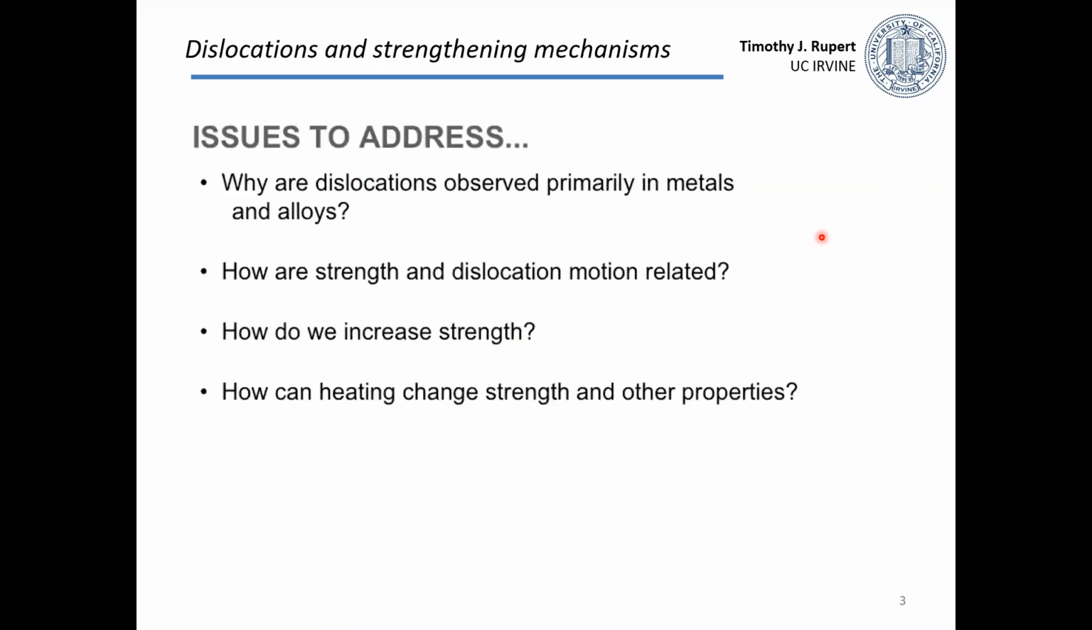So we'll talk about why dislocations are primarily observed in metals and alloys. We'll talk about how dislocation motion is related to strength. We'll also introduce some ideas about how, if we have a given material, we could increase its strength. And finally, we'll talk about things like how heating and processing your material changes strength, and how strength correlates with other properties.